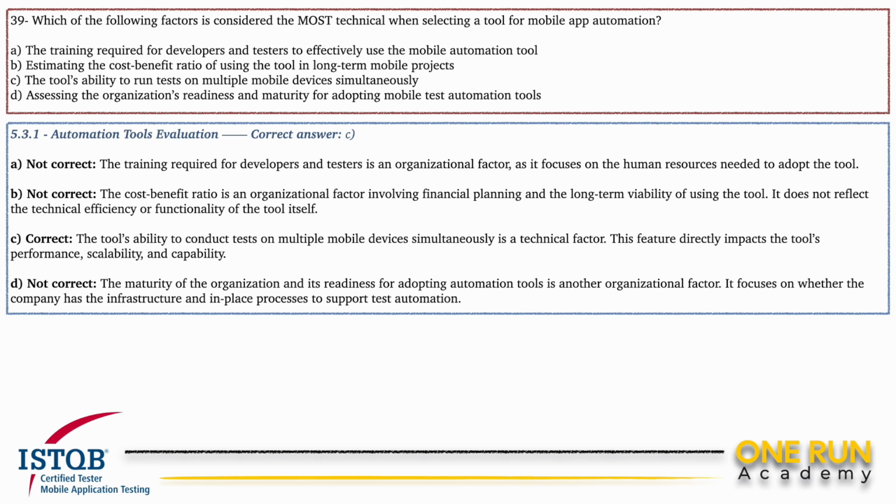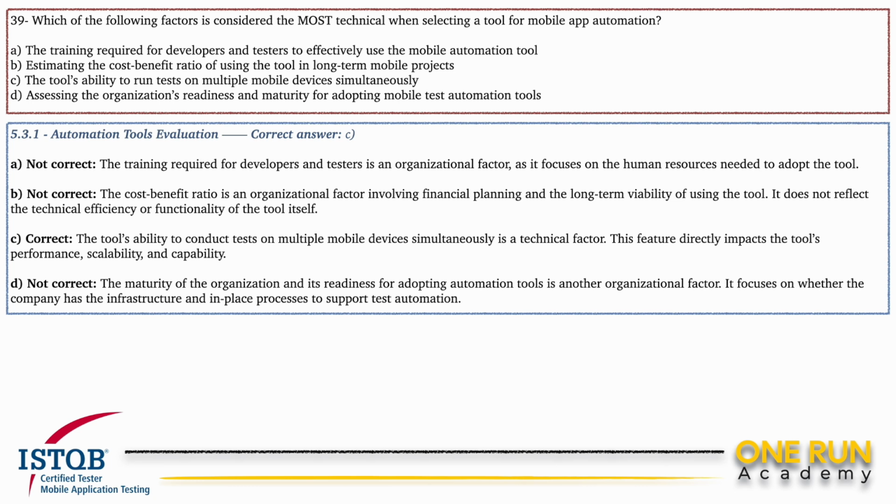Lastly, option D, which we know already that it's not correct. This is another organizational factor. The company's readiness and maturity refer to whether the organization has the necessary infrastructure, processes, and culture in place to support the introduction of mobile test automation tools. It doesn't reflect the technical capabilities of the tool itself. So, this is not a technical factor.